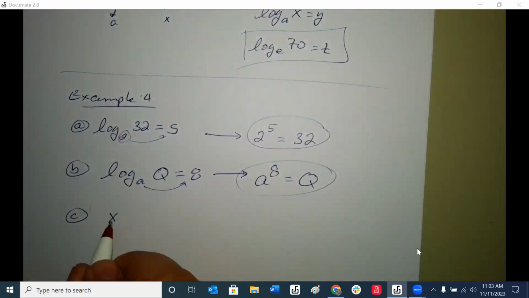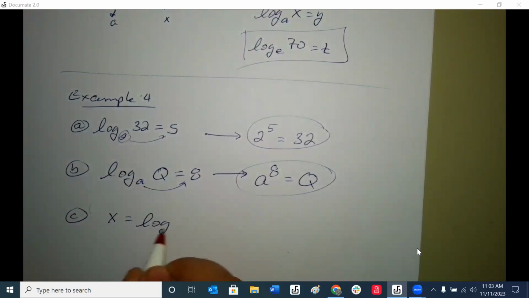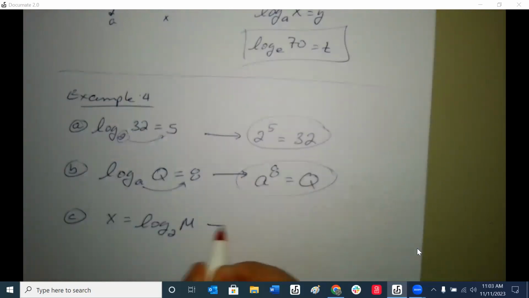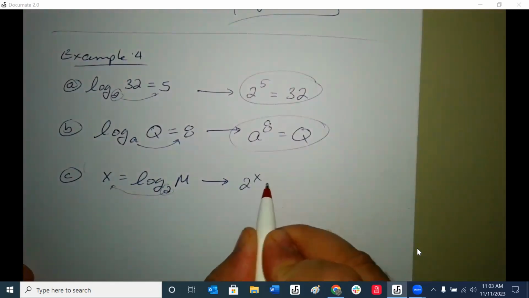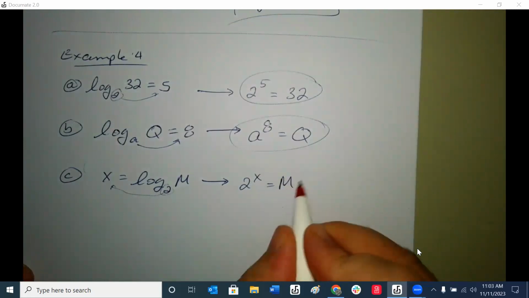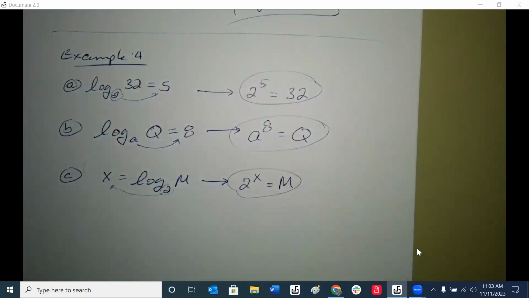So we have X equals log base 2 of M. The base comes over here, pushes that one up. The log disappears. There.